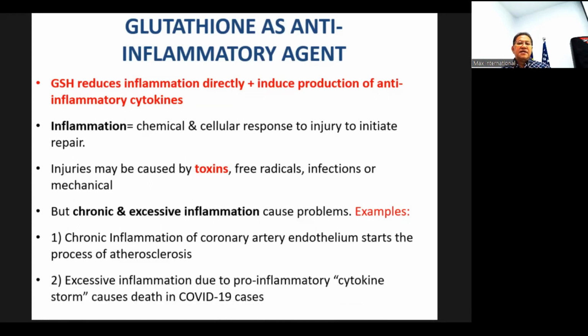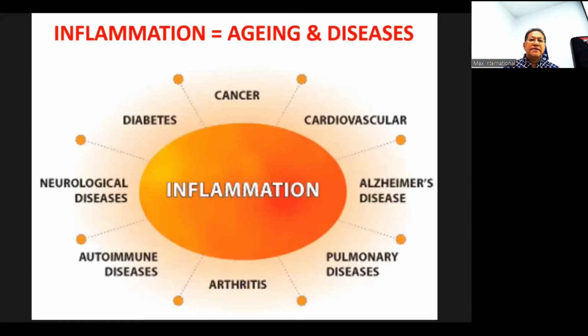Another example is the excessive inflammation due to the pro-inflammatory cytokine storm that causes death in most of the COVID-19 cases. Right? They literally drown in their own secretions. They are a response to this cytokine storm. So inflammation is now recognized as the starting point for diseases and for aging, and inflammation is linked to all the chronic diseases.